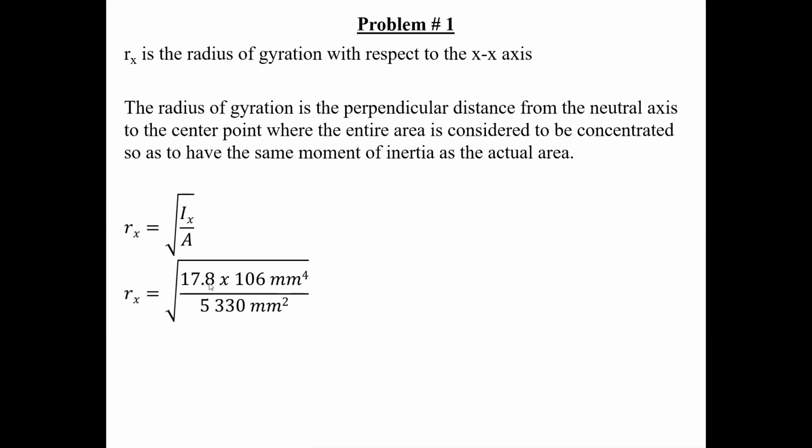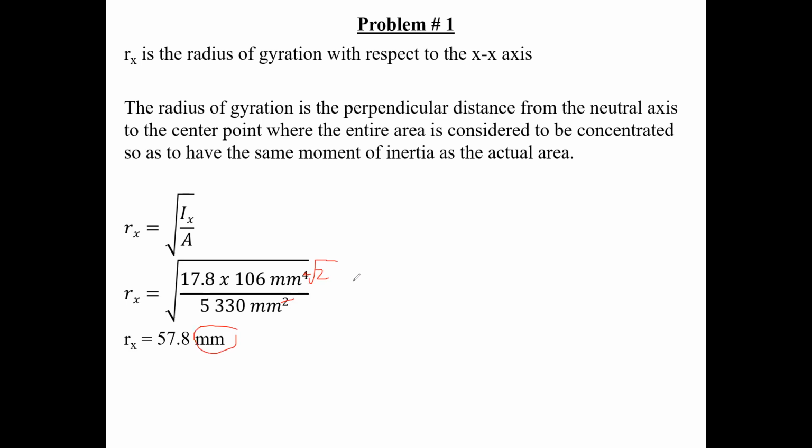Therefore I get 176.6 times 10 to the 6 divided by 5,330, and I get an Rx value of 57.8 millimeters. Of course it has to be millimeters because this cancels this to a square, and the square root of this ends up being just millimeters. So the units are correct.